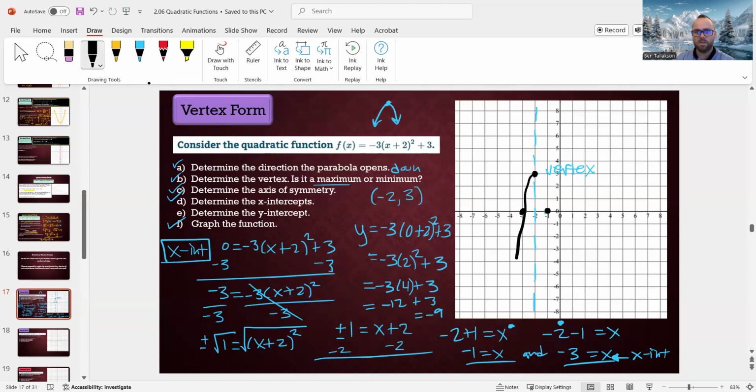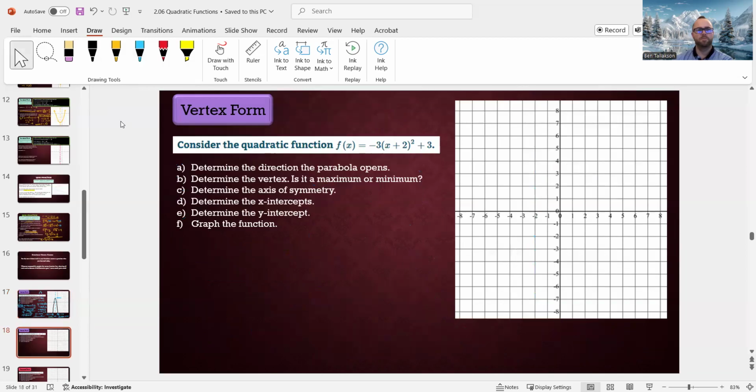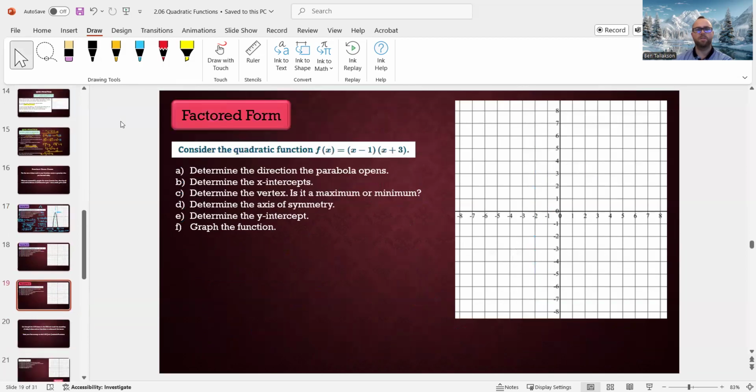Let's draw this steep upside down parabola. There it is. That's the same thing. So let's move on to this one.